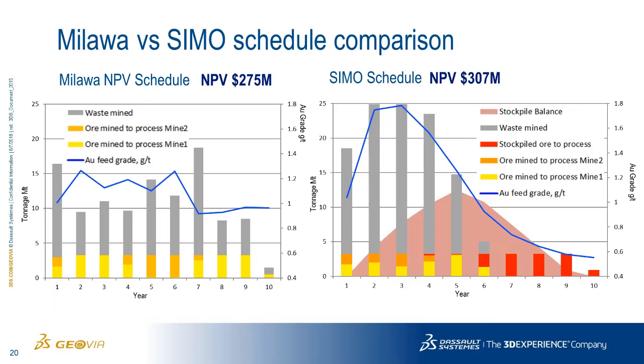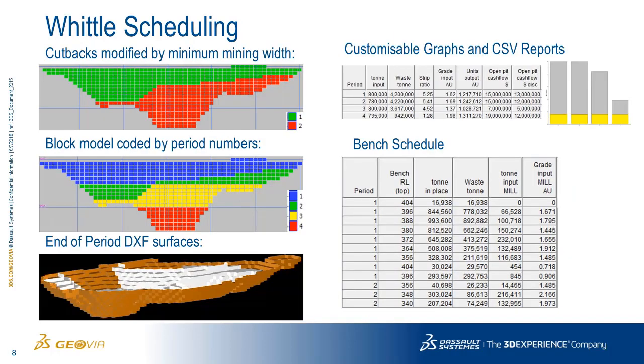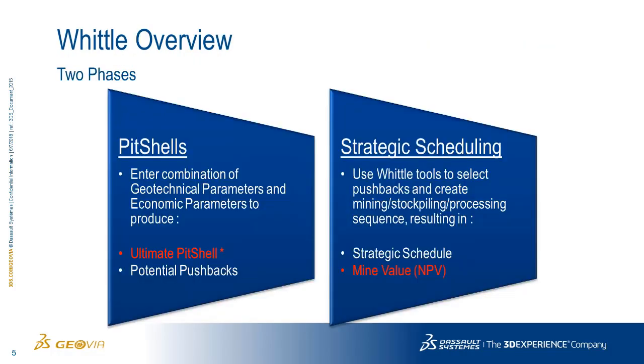sorry, just give me one second. We had the pit shell phase and the strategic scheduling side. So SIMO lies in phase 2, pseudo flow lies in phase 1. When we're generating the pit shells, we were using the LG algorithm in the past. Pseudo flow is a new mathematical algorithm that is greatly more efficient and much faster at creating those pit shells. Regardless of whether you use LG or pseudo flow, those shells are then passed to SIMO.